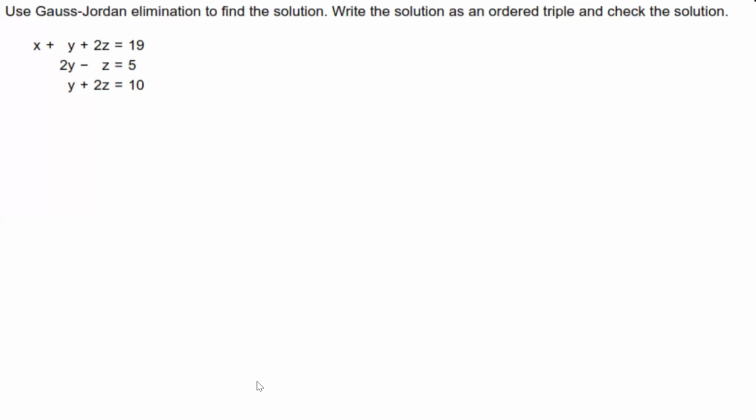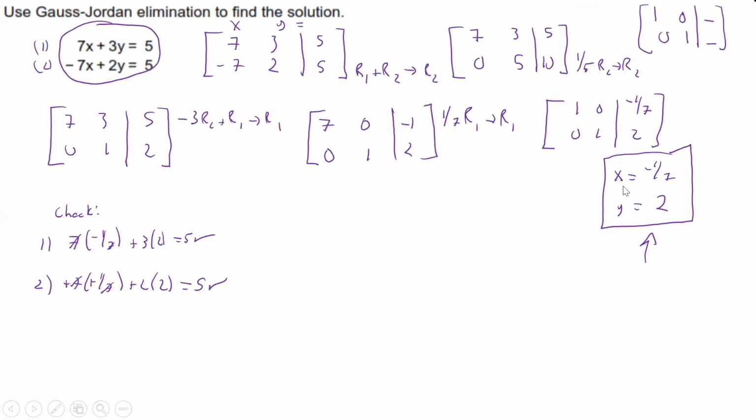All right, so here we're supposed to again use Gauss-Jordan elimination to solve the system of equations. Then they want us to write the ordered triple and then check the solution. Checking the solution is always something you should do no matter what. Writing the ordered triple is just one way to answer. In a previous one, I wrote it as x equals this, y equals that. And if it had said write the ordered pair, which it didn't, I would say -1/7, 2, and that would be my ordered pair. So either one, depending on what they asked for, would be an answer.